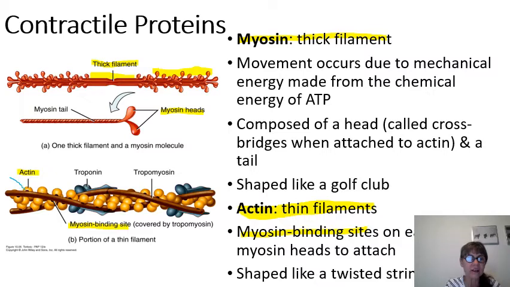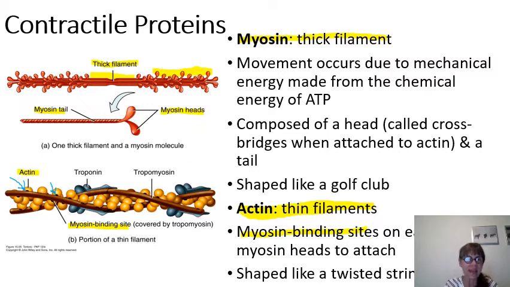See the little dark area right there? That's covered up in this picture. The dark part is covered up by another protein called tropomyosin. So we have myosin as our thick filament with its tail and its myosin heads. The myosin heads eventually will bind to myosin binding sites on actin.